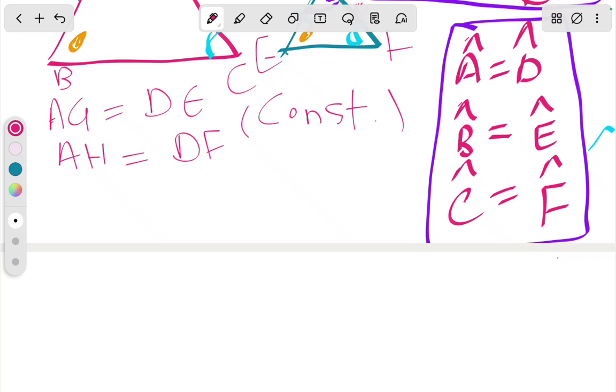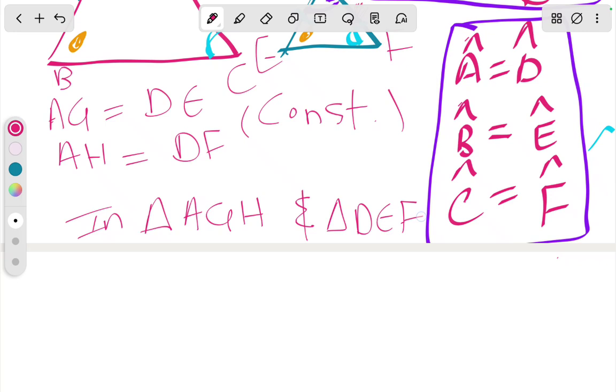Then after that we say, in triangle AGH and triangle DEF. This statement is very important because you are indicating to the examiner which triangles you are using. So after that, in these triangles, we're going to say number 1.